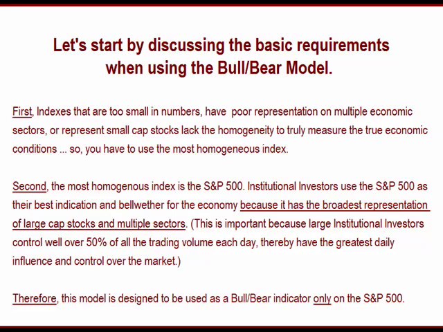Institutional investors use the S&P 500 as their best indication and bellwether for the economy, because it has the broadest representation of large cap stocks in multiple sectors. This is important because large institutional investors control well over 50% of all trading volume each day and thereby have the greatest influence and control over the market. Therefore, this model is designed only to be used as a bull-bear indicator on the S&P 500.